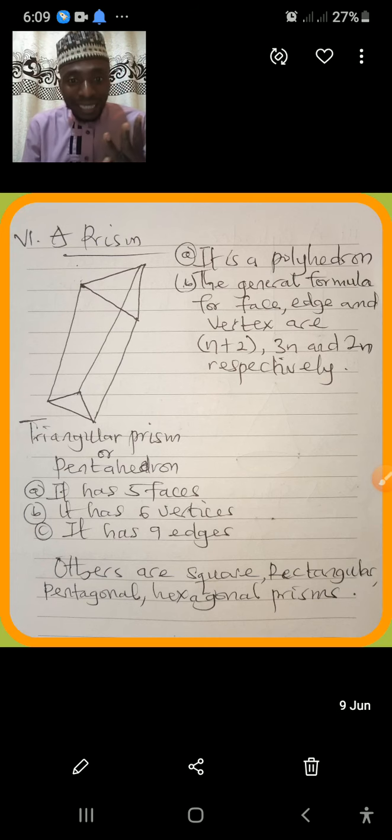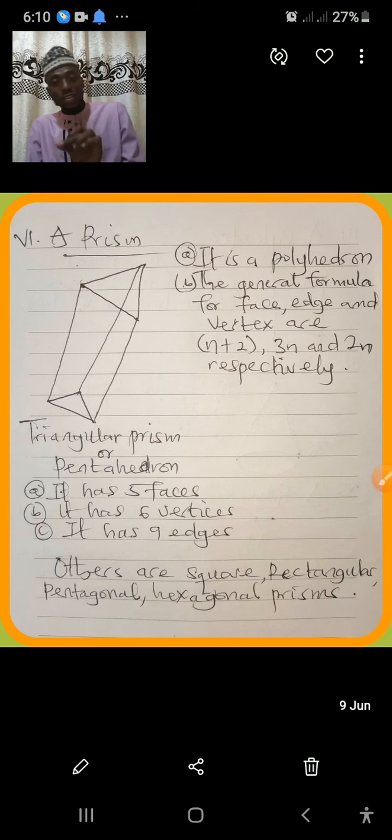So if I want to get the face, say n plus 2, that is 3 plus 2. That will be 5. That means to get the face of the prism, I'm going to add 3 plus 2 to get my 5. To get the edge, I'm going to multiply 3 by 3 to get my 9. That will be the edge. To get my vertex, I'm going to multiply 2 by 3, since you have 3 sides of a triangle. So 2 times 3 will be 6 vertices. You understand? So take note of this little formula: n plus 2 to get face, 3n to get edge, 2n to get vertex. So that is that on prism.